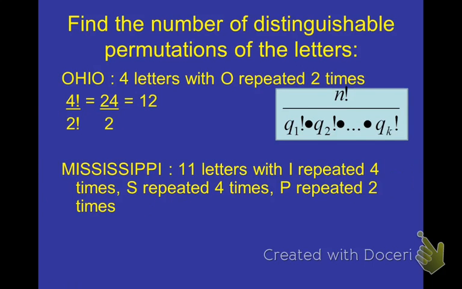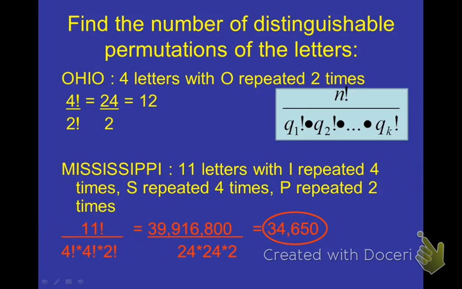Mississippi. Mississippi has 11 letters. I repeats 4 times, S 4 times, P 2 times. So on top, your N is your total number of letters, which is 11 factorial. Then your number of repeats on the bottom, 4 factorial, 4 factorial, and 2 factorial. 39,916,800 divided by 24 times 24 times 2. Use your calculator there. You get 34,650. What does this mean? If I was to rearrange those letters in Mississippi, I could do it 34,650 different times. Pretty awesome.